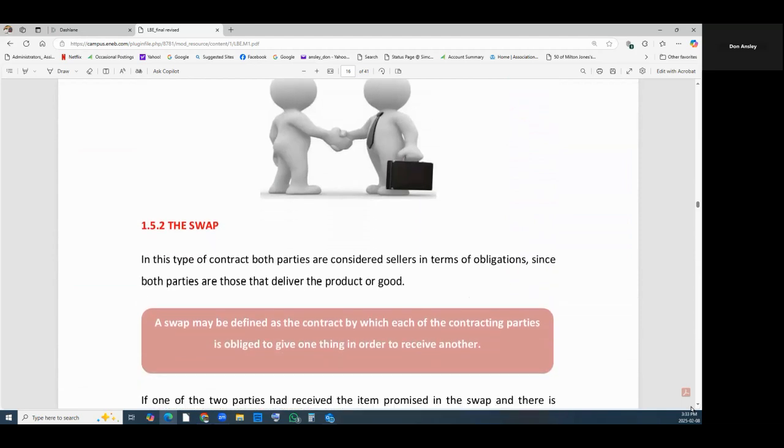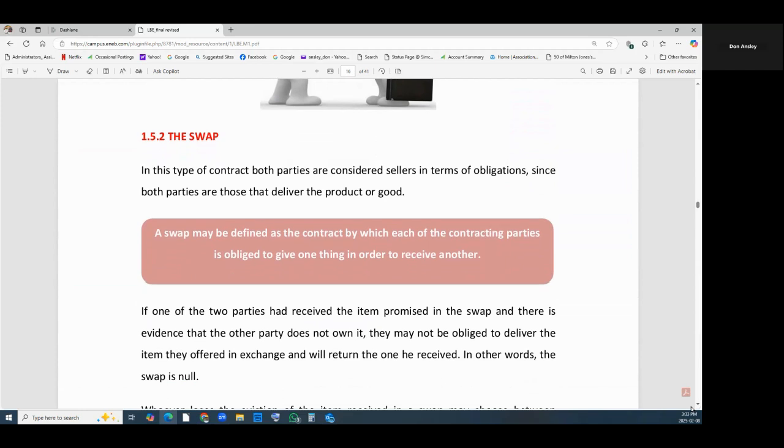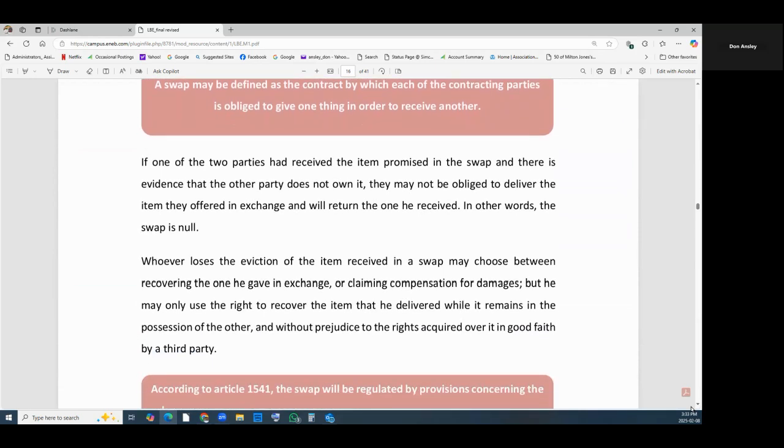The swap. In this type of contract, both parties are considered sellers in terms of obligation, since both parties are those that deliver the product or good. A swap may be defined as a contract by which each of the contracting parties is obliged to give one thing in order to receive another thing. If one of the two parties has received the item promised in the swap and there is evidence that the other party does not own it, they may not be obliged to deliver the item they offered in exchange and will return the one he received. In other words, the swap is null.